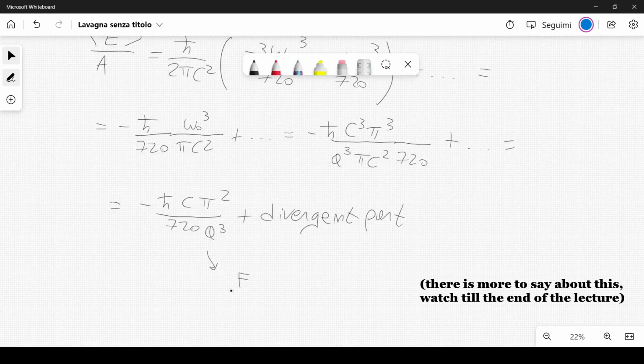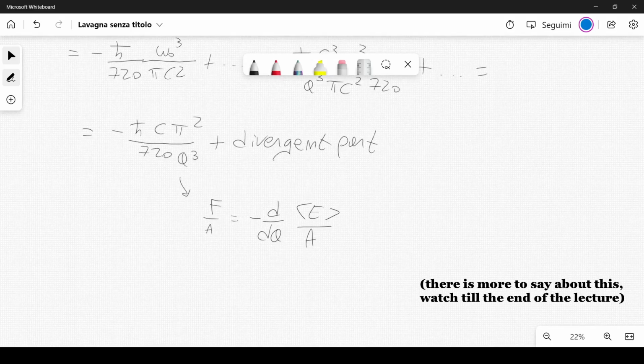force. So the force per unit area is just minus the derivative with respect to A of the energy per unit area. So we have to take this derivative and we have to put this minus sign. This minus sign is important just because the force will be attractive. And here you get minus h bar c pi squared divided by 240 a to the fourth. So in this case, you don't have any divergent part here. The force is not divergent.